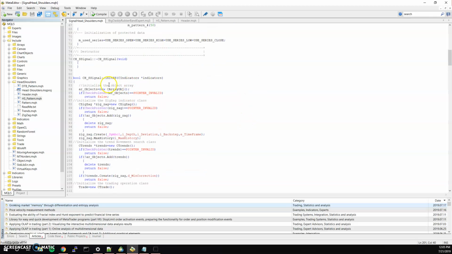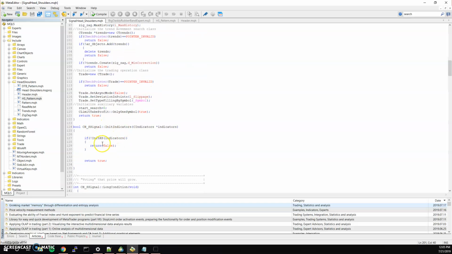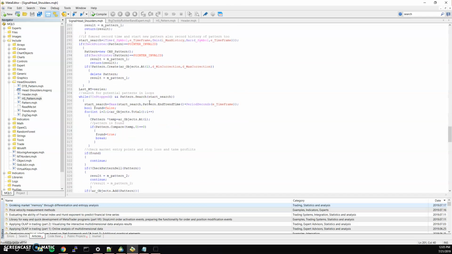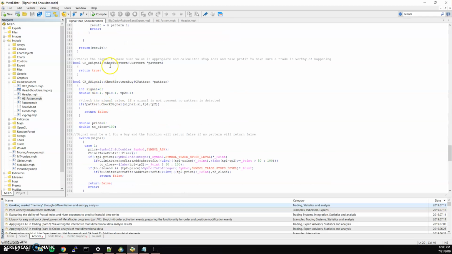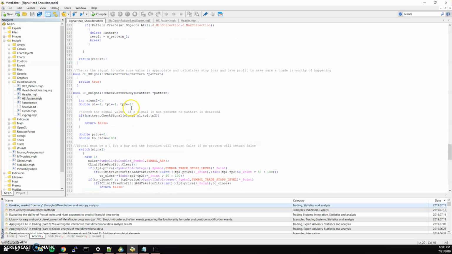We have this init head and shoulders. We don't use an indicator, but this is used to initialize what we need for the head and shoulders to work properly. We initialize it here with init indicators. Then we have some major functions. We'll pass through those for now, and we'll go to check pattern buy and check pattern sell. Essentially these both do the same thing, just in reverse, one for buying and one for selling.